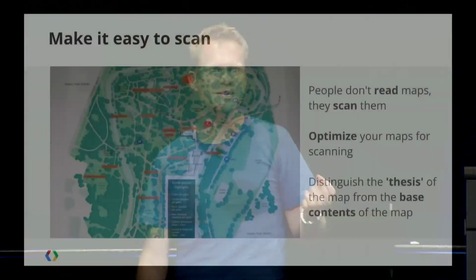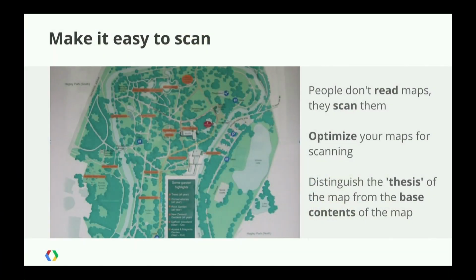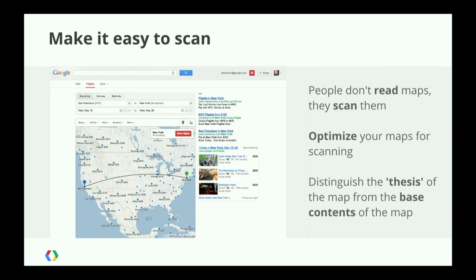And this leads to this other principle, which is people don't read a map. I'm not going to go, this is a tree, this is a tree, this is a tree. I'm going to scan the map to find out where I am and find out where I want to go. So optimize your maps for scanning as much as you possibly can. Distinguish the message or the thesis of the map from the base contents of the map. And in this case, really, the pathways should have been much more prominent.